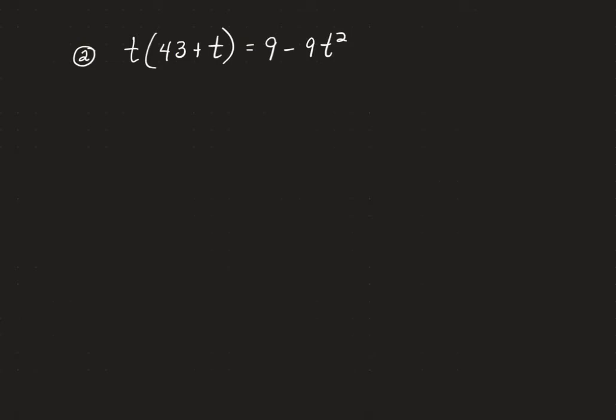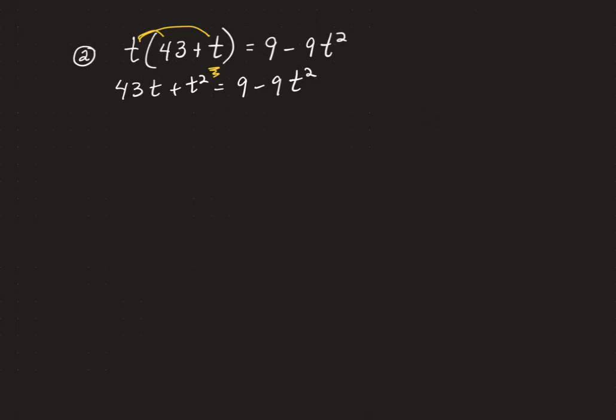Okay, here's a theoretical example. Now, I'm going to go ahead and tell you this is a quadratic. We just have to manipulate it to get it into the form of a quadratic. So first thing I'm going to do is distribute, because I have a t trapped inside those parentheses. That'll give me 43t plus t squared equals 9 minus 9t squared.